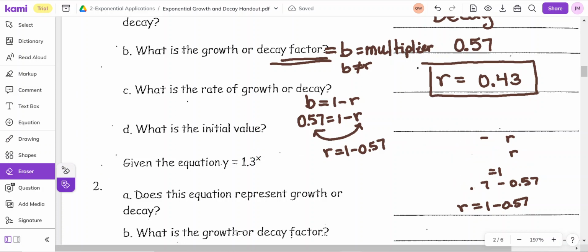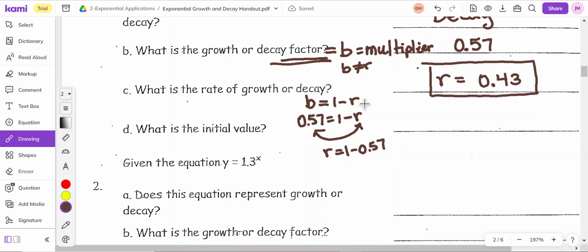Now, what is the initial value? The initial value is easy because the initial value is just A. What is our A value? 35. There you go. All right, that was the first one. That's why I gave the long-winded explanation.